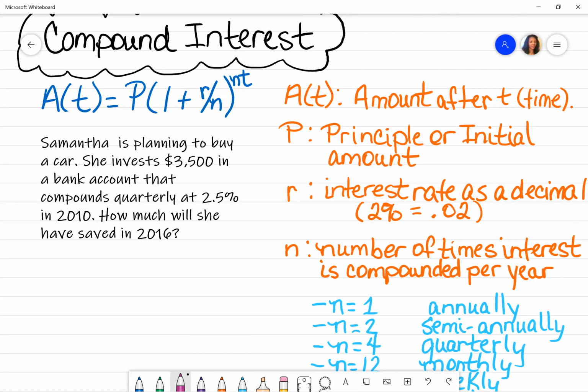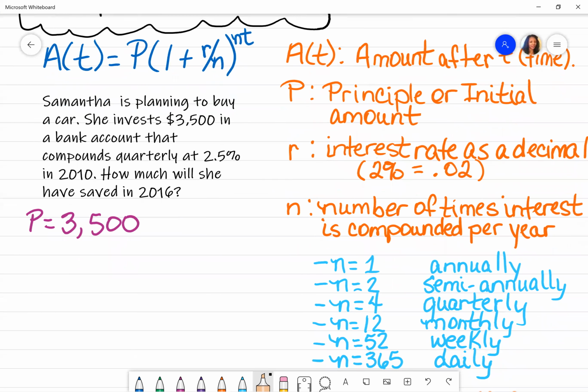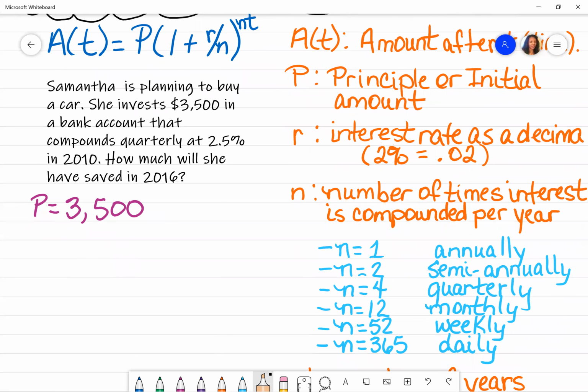And if I'm looking at my variables shown over on this side, that initial principal or amount is going to represent P. So I know that P is going to be 3,500. And then if I keep reading, it says that she invests 3,500 in a bank account that compounds quarterly. Compounds quarterly. So that's when I go to my n and I look to see, well, which one of those n's represents quarterly? 4. So I already know that my n will be equal to 4. That's why I said you want to take the time to write that down.